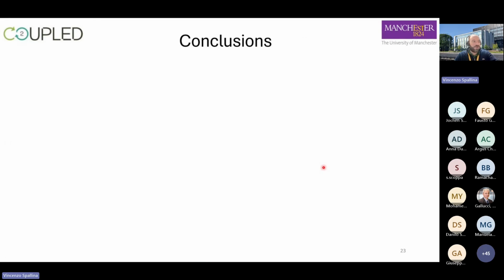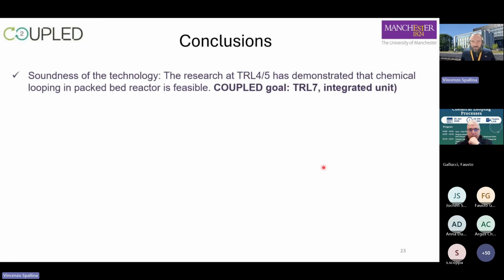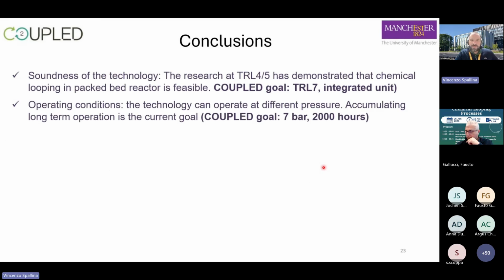So let me move to the conclusion. I think I'm pretty much on time. Generally speaking, on the soundness of the technology: the reason why we are looking at the scale up with COUPLED is because at TRL 4 and 5, we demonstrated that this chemical looping in packed bed reactors is feasible. The goal in COUPLED is to reach TRL 7 and to use it in an integrated unit. In terms of operating conditions, we saw that the technology can operate at different pressures.